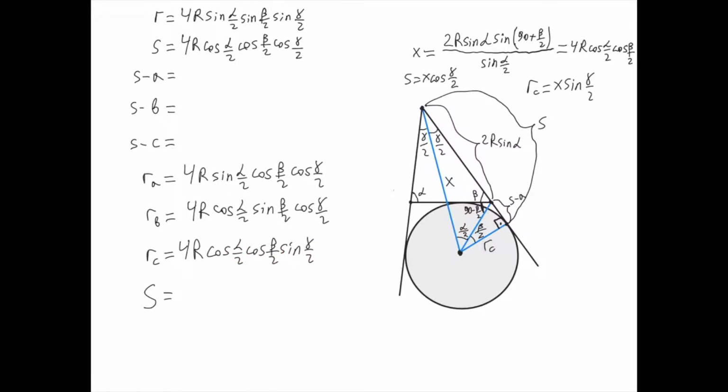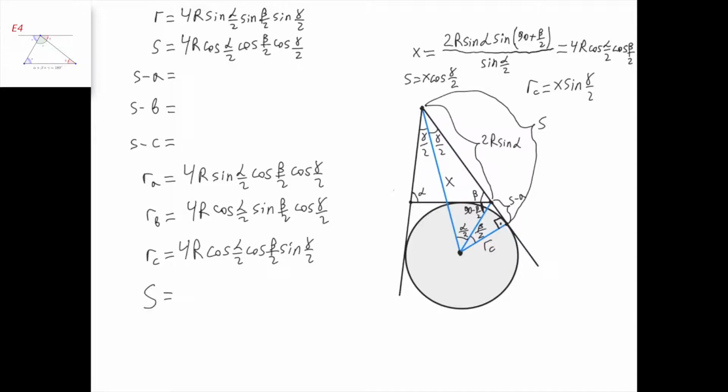Similarly, we can find the expressions for the other two radii of the excircles of the triangle. Instead of putting the sine in the gamma part of the expression, we can put it in the beta part of the expression for Rb and in the alpha part of the expression for Ra. The rest are all cosines.